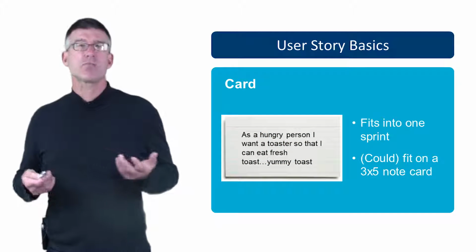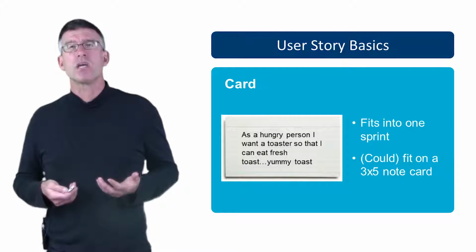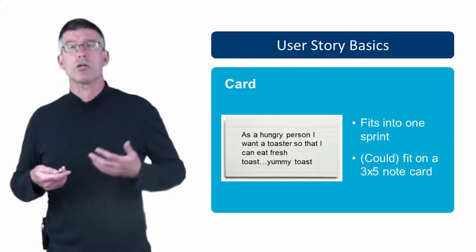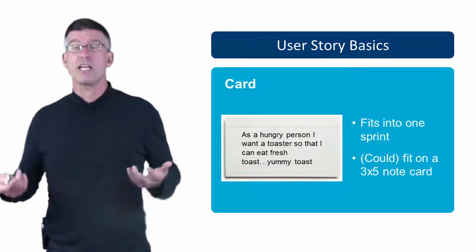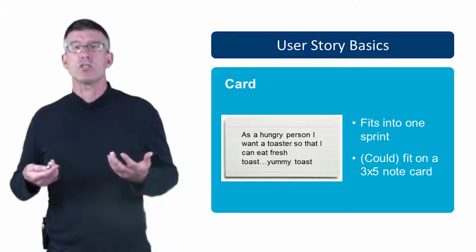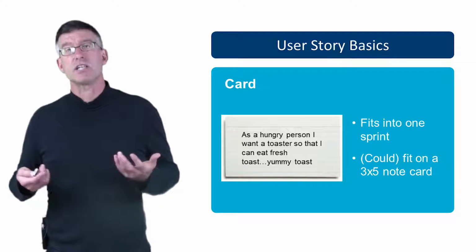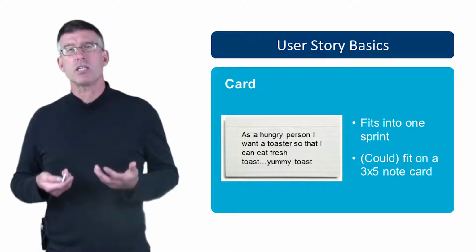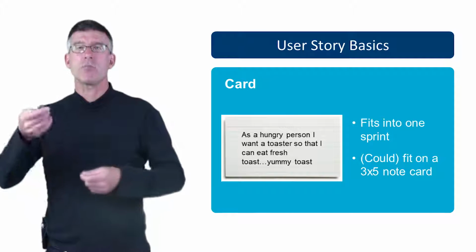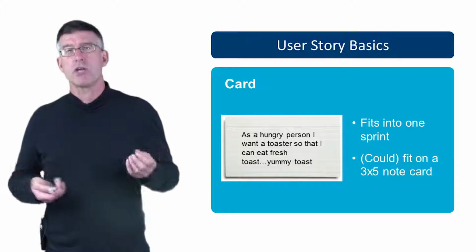So the first C is kind of obvious, it's the card. Now, user stories traditionally were written on either post-it notes or index cards. Most people today use some kind of story writing tool to capture them. But the essence of the idea was that they were on cards, and the cards were easy to manipulate in a backlog, as you can imagine.